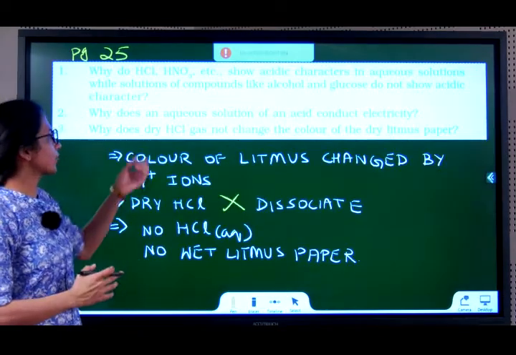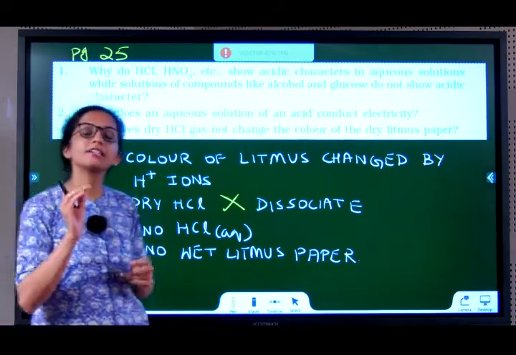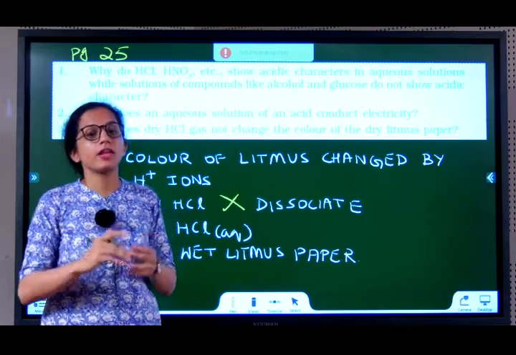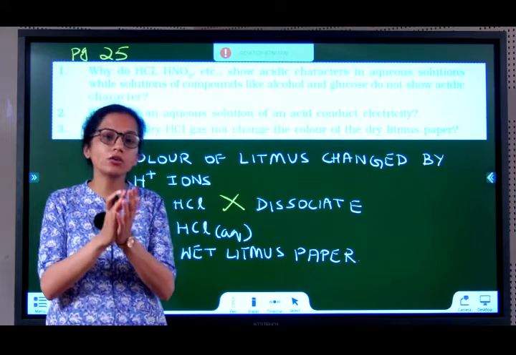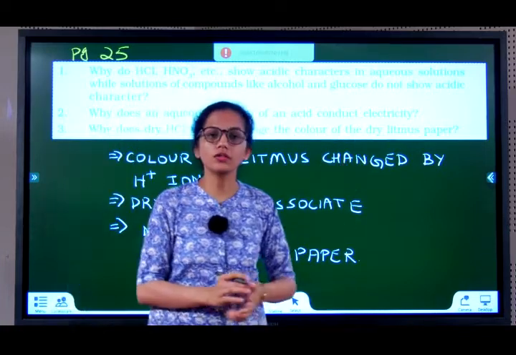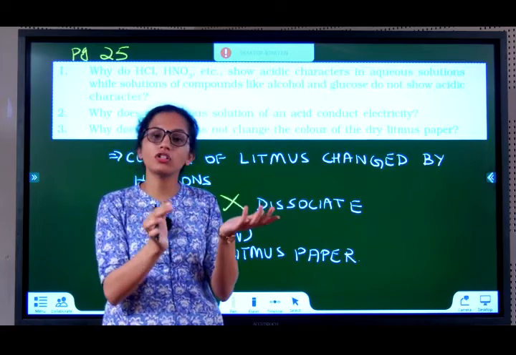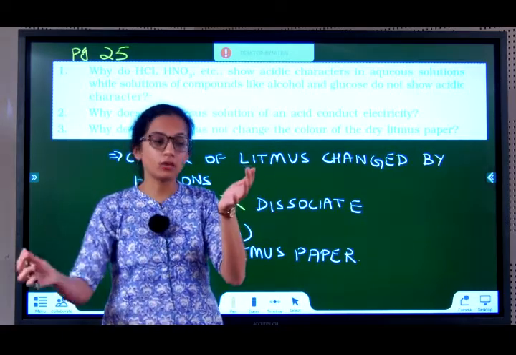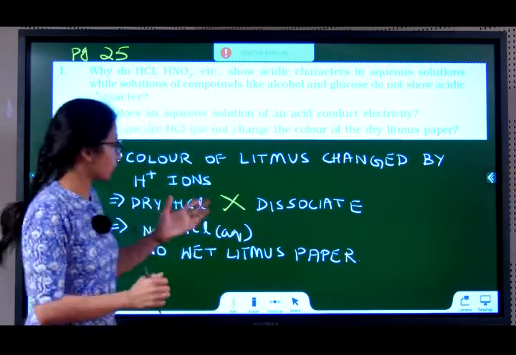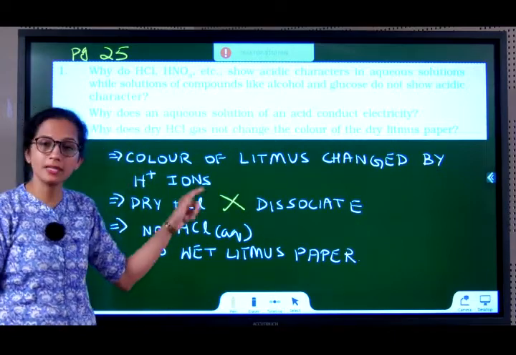Question. Why does dry HCl gas not change the color of the dry litmus paper? We know that the litmus paper color changes due to the production of H plus ions. Now, dry HCl does not dissociate into H plus and Cl minus. It needs water to dissociate. Paper is also dry. When dry HCl meets the dry paper, will it dissociate? No. Therefore, it won't show color change. But if it was wet paper, when the dry HCl meets the wet paper, it would dissociate into H plus and Cl minus. So, we can therefore conclude the color of the litmus paper is changed by H plus ions.